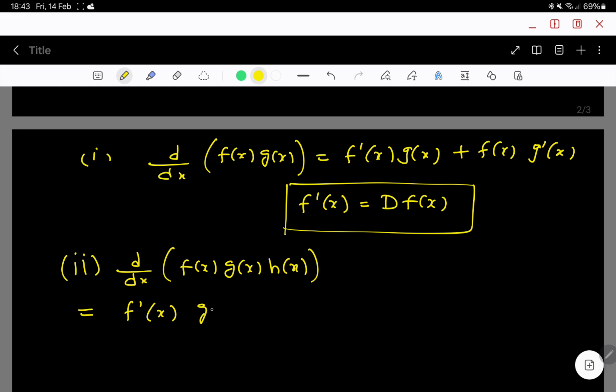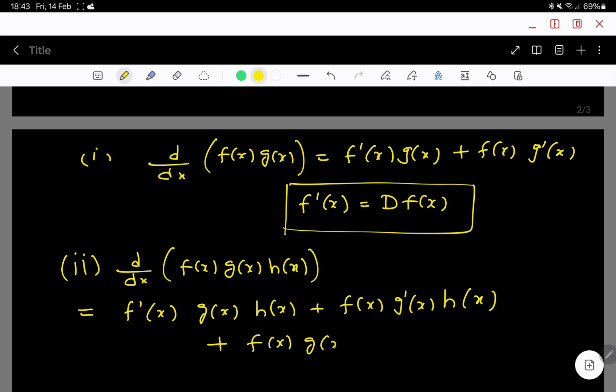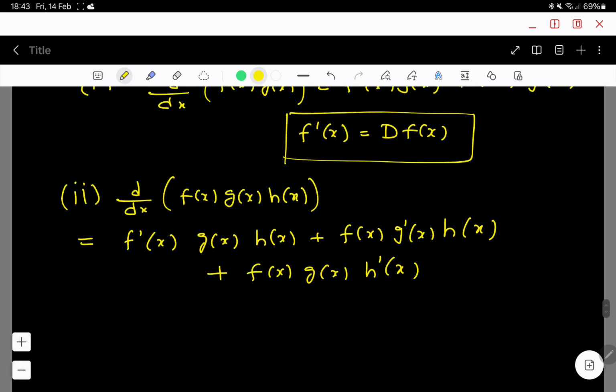So f dash of x, g of x, h of x, plus, right, f of x. Now differentiate g of x, g dash of x into h of x, plus, right, f of x, g of x, differentiate h of x, we get h dash of x, okay? And going on. Similarly, if there are four functions, we get four terms, okay, etc., etc.